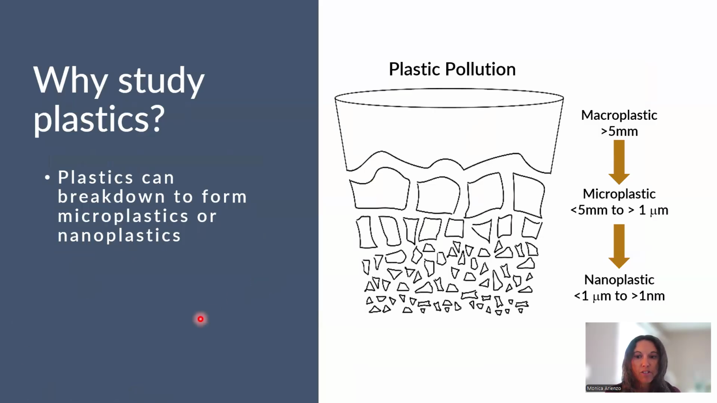And so why are we interested in studying plastics? That's because plastics can break down to form these smaller and smaller pieces of plastic. So we can go from those macroplastics, for example, a solo cup, that then breaks down to form these microplastics, and they can actually form particles that are so small that they're considered nanoplastics, or particles that are nanometer in size, which is essentially the size of a virus. So these can get really, really, really small.